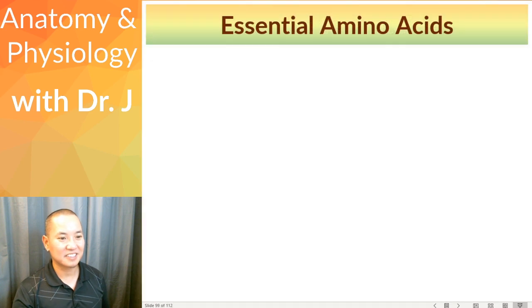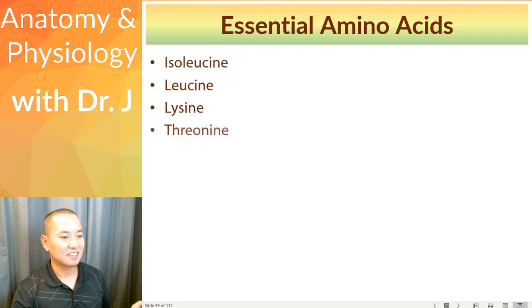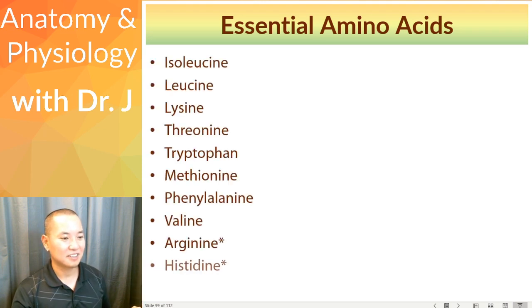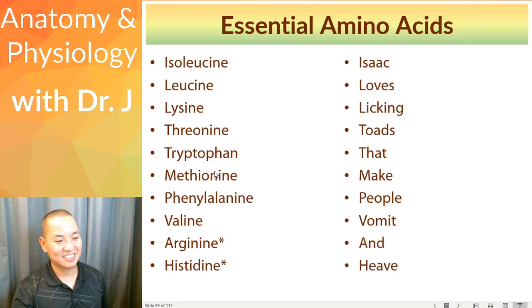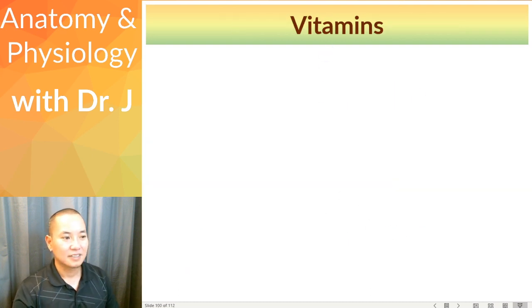Martini list, then that's our textbook author. So I came up with a mnemonic for all the essential amino acids in your book. Here's a mnemonic: Isaac loves licking toads. That makes people vomit and heave. I put 'and heave' because these are the semi-essential amino acids according to your book. But these 8 tend to be pretty consistent between sources. So if you want to memorize at least the canonical 8, you can just choose this part of the mnemonic. All right.